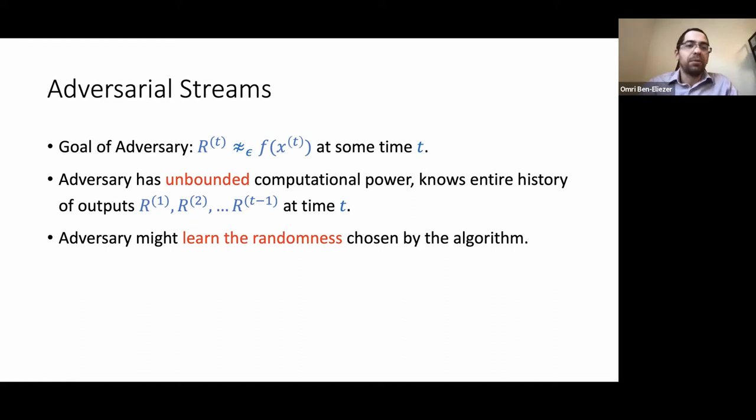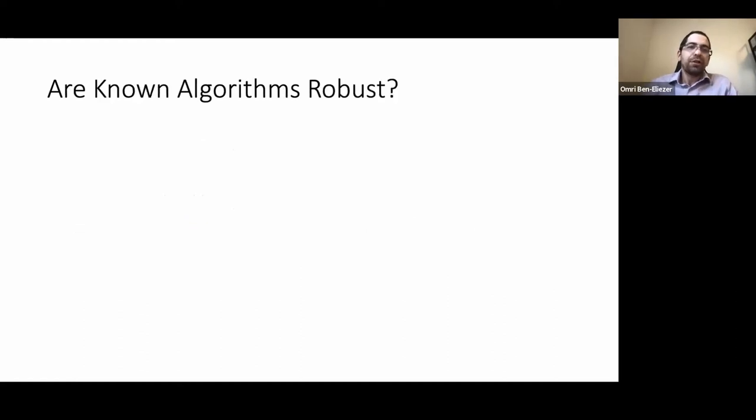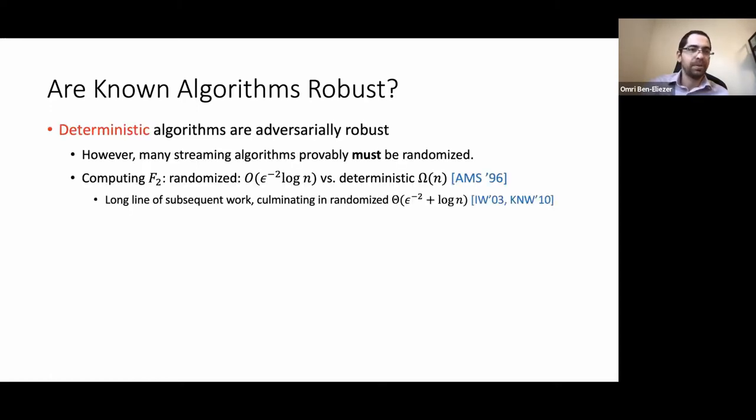So this is the adversarial model. And I guess the first question that we can ask about the adversarial model is whether known algorithms for classical streaming, that work under the assumption that the stream is fixed in advance, work in this adversarial model. Okay, so first, deterministic algorithms are inherently adversarially robust.